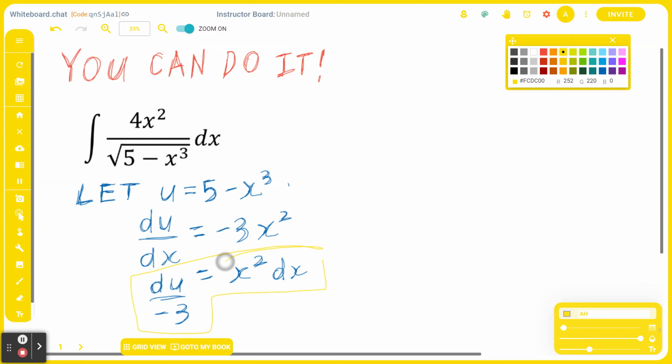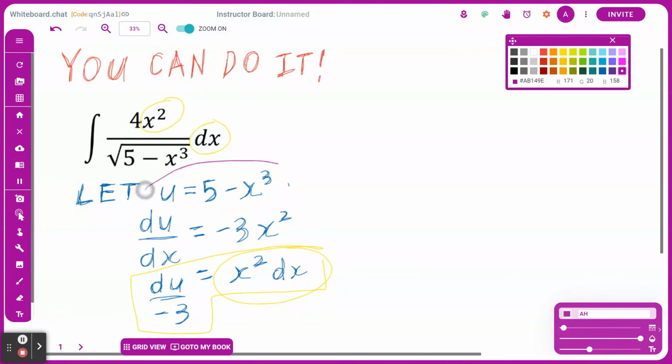So the concept here is x squared dx is right here, which we're going to plug in a moment. And likewise, the other part, u, which is 5 minus x to the power of 3, is going to be right there. So if I go back to the original color, I can rewrite the entire given expression. A couple of steps I'm going to show you at the same time.